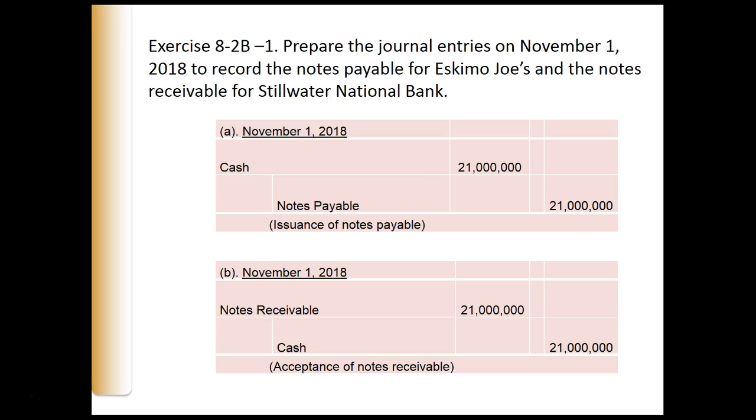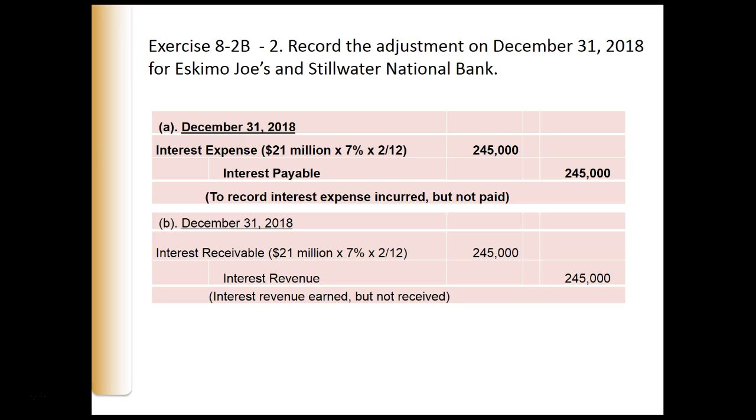Next, to record the adjustment on December 31st, for Eskimo Joe's, we need to show the interest that is due. So we will show $21 million at a 7% interest rate times 2 months out of 12 months. $245,000 will be a debit to interest expense with a credit to interest payable. The bank is going to have a debit to interest receivable and a credit to interest revenue on December 31st.